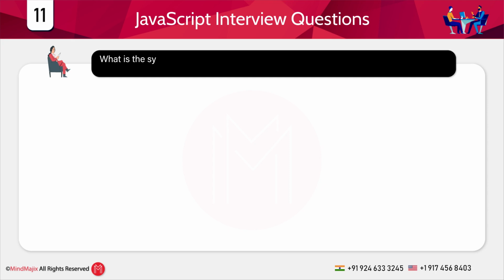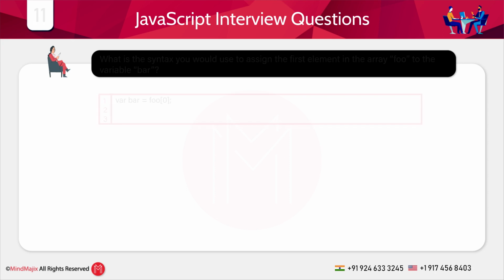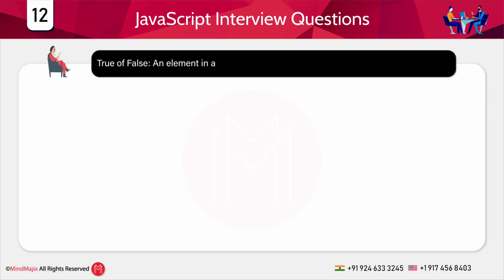What is the syntax you would use to assign the first element in the array foo to the variable bar? We know that the index of the first element is 0. So we can write bar equal to foo[0], which means we are fetching the element stored at the 0th location and storing it into bar. True or false? An element in a JavaScript array can be another array. True. One array can consist of another array.